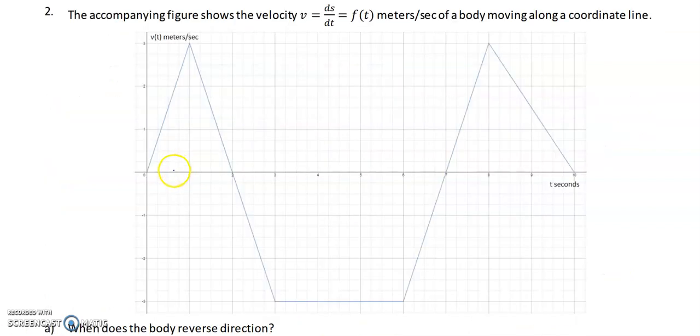And there's number 1. All right, moving on to number 2. The accompanying figure shows the velocity. Now, we really haven't looked at anything other than velocity graphs. Maybe we've looked at a few position graphs, but mostly we've just been looking at velocity graphs.